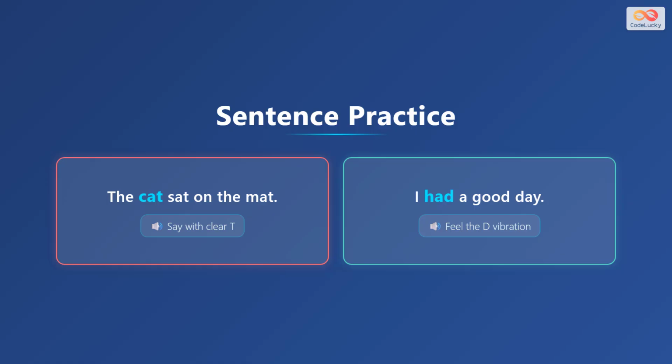Now let's practice these sounds in full sentences. The first sentence is: The cat sat on the mat. Pay attention to the T sounds in cat and sat. Say this sentence with clear, sharp T sounds. Make sure there's no vibration in your throat for either T. The second sentence is: I had a good day. Here we focus on the D in had. Feel that vocal cord vibration. Say this sentence several times, feeling the difference in vibration between T and D sounds in different sentence positions.